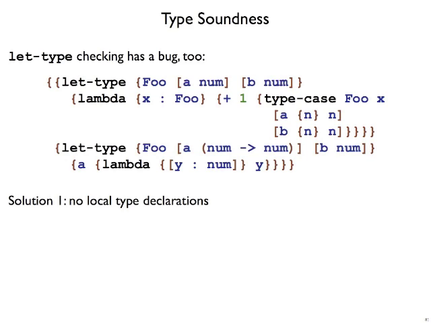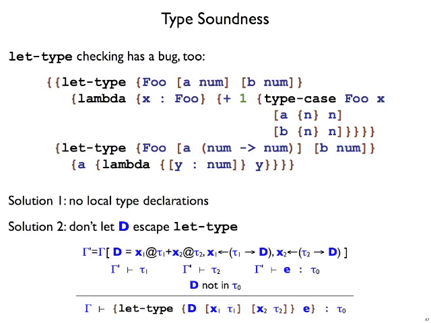Possible solutions are don't have local definitions. All type definitions have to be at the top, at the outside of the program. And so if you have the same definition twice, you can just flag that as an error. Another possibility, and the one that's implemented in PLAI typed and ML and similar languages, is that you can't return a type out of let type that mentions D. So the idea here is that outside of this let type form, foo is not useful. There's nothing you can do with it, because you've already escaped outside of the area where foo is available.